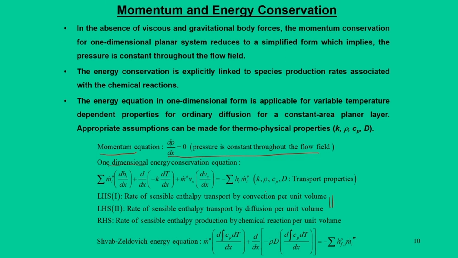So, this is the general expression that is used here, and the terms that are frequently important are thermal conductivity K, rho the density, Cp the specific heat, and D the diffusion coefficient, and all these properties are regarded as transport properties. One form of this one-dimensional equation is Shvab-Zeldovich's energy equation, which is written in integral form. More details we can go through in the fundamental books. We are not going to discuss further on this aspect.